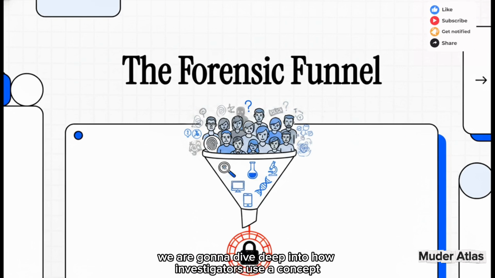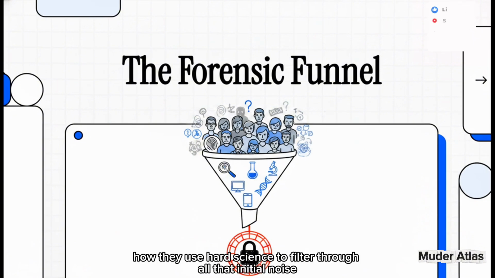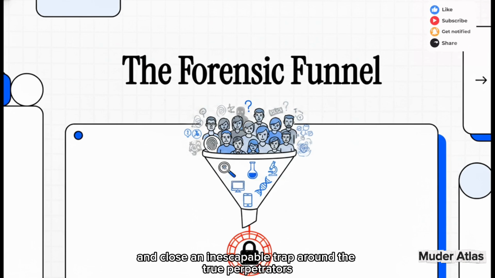We're going to dive deep into how investigators use a concept I like to call the forensic funnel. It's basically how they use hard science to filter through all that initial noise, eliminate the false leads, and close an inescapable trap around the true perpetrators.